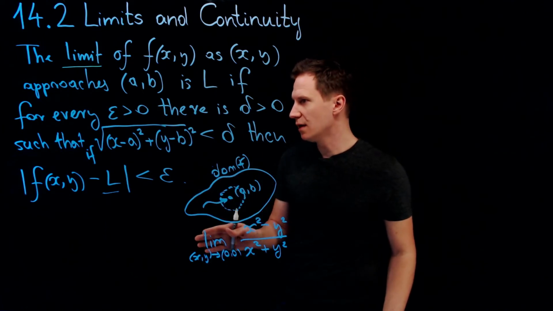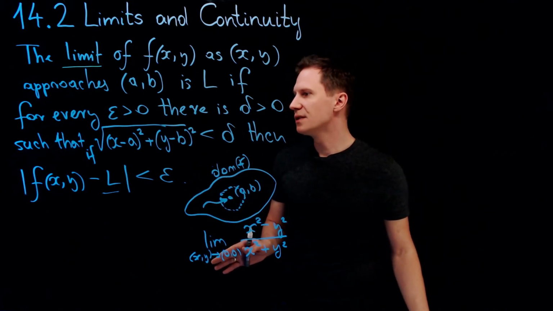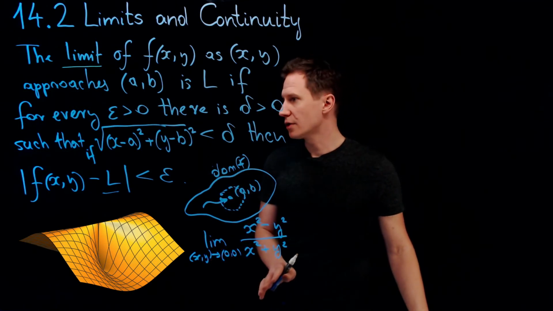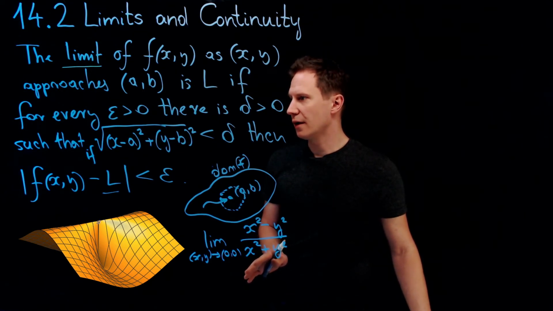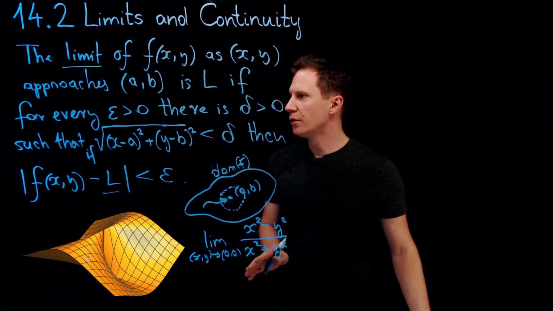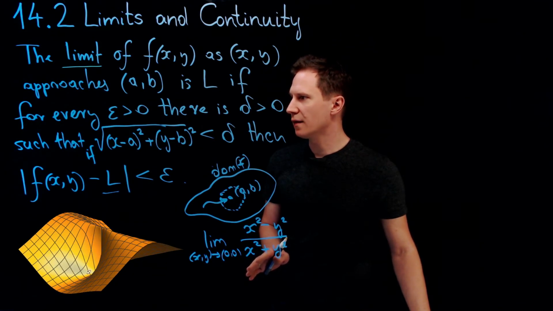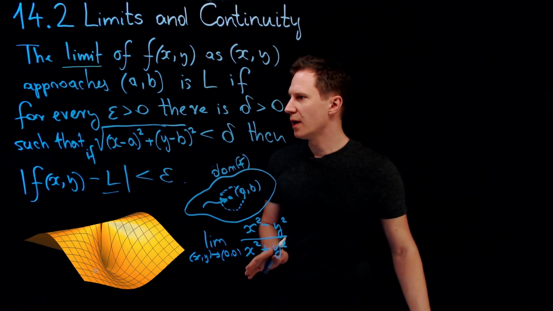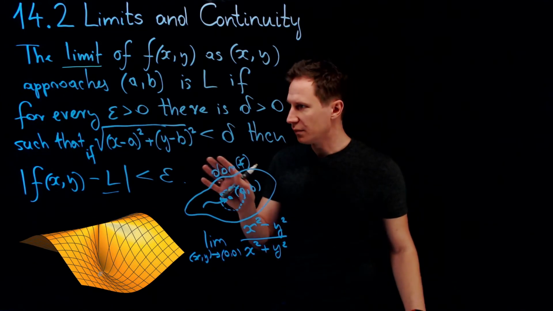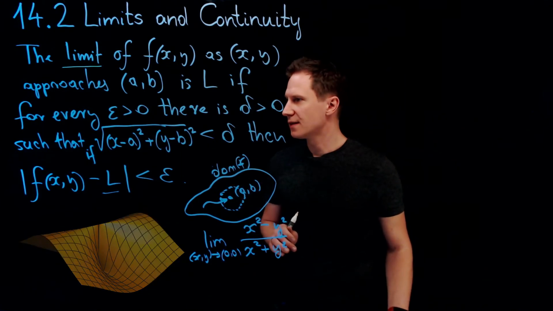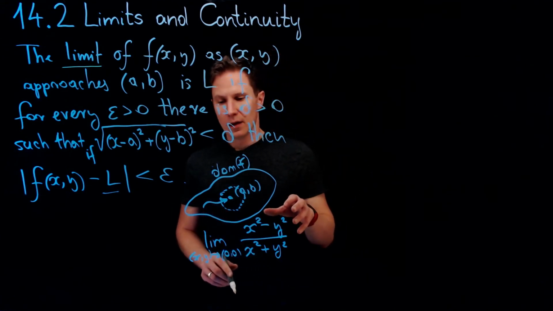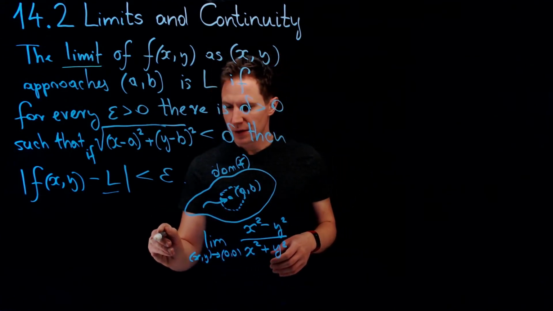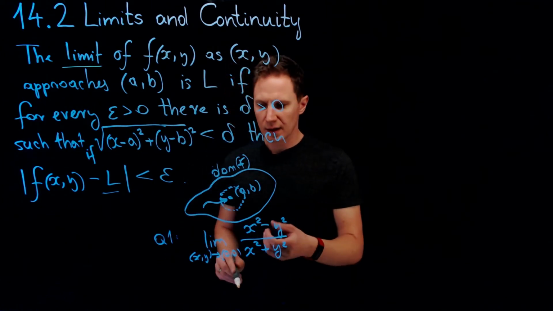Let me just show you what I mean. Here is the plot of this function, and as you can see, if you approach the origin along the x-axis, you are at height 0, but if you go along the y-axis, you are in this pit and you actually reach the value minus 1. So that's the story with this function. That was the first question, and we found that the limit does not exist.